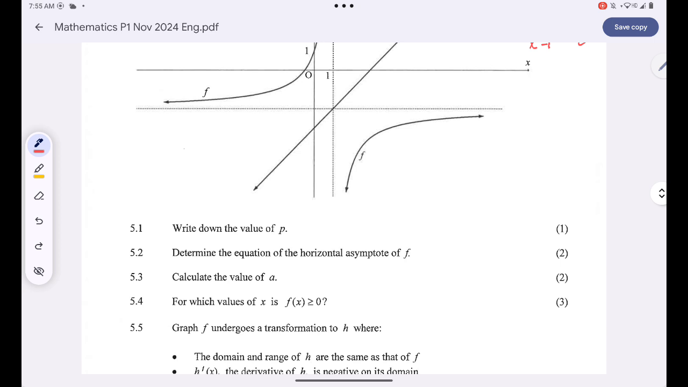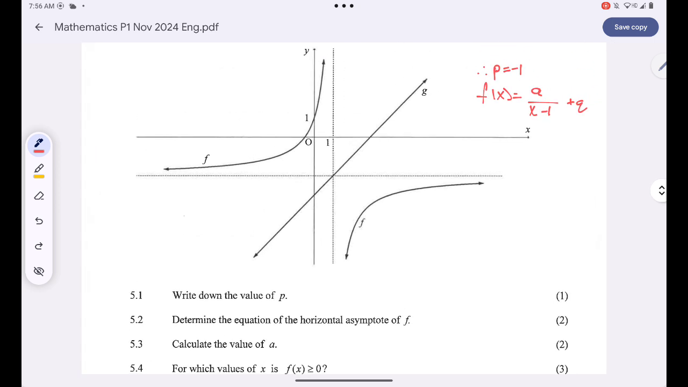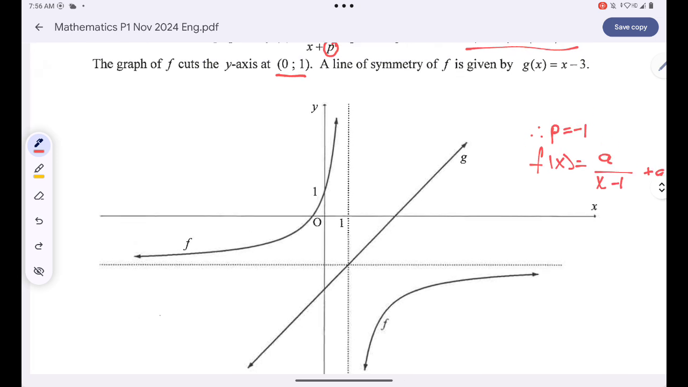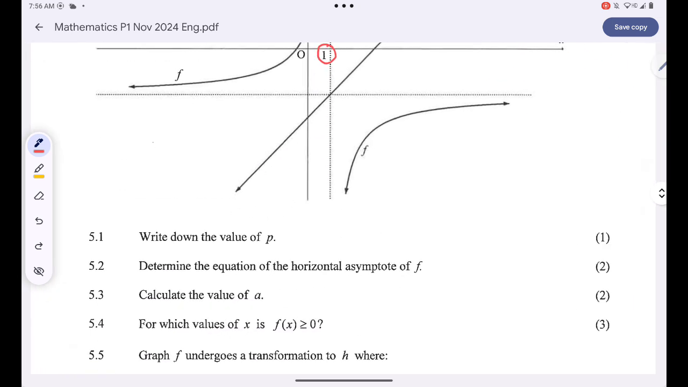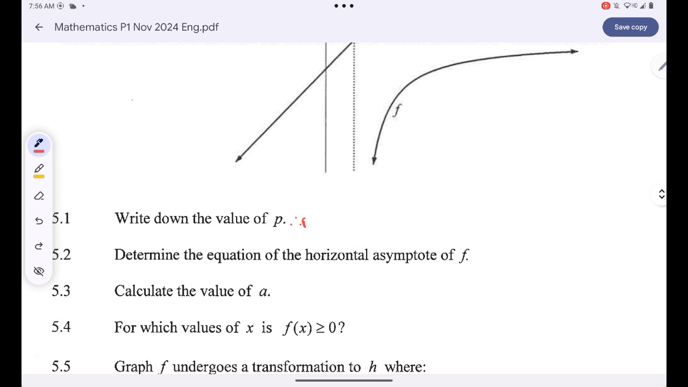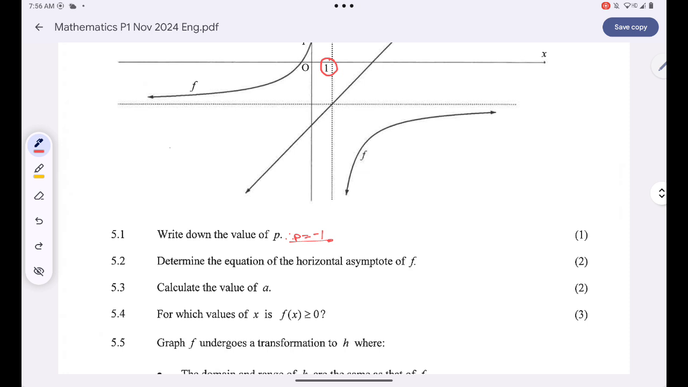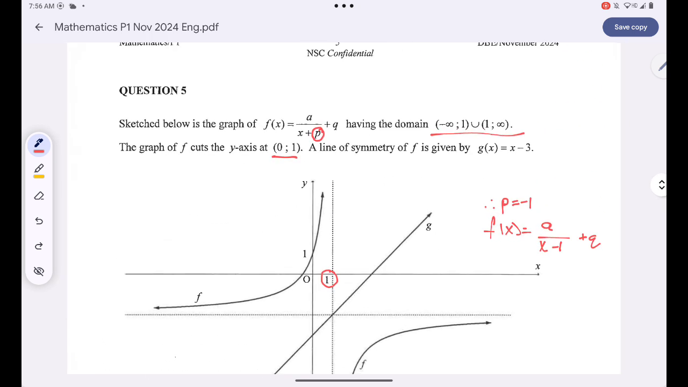Okay, the first thing they want us to do is to write down the value of p. Note that guys, they didn't say calculate, they said write down. That means it's something that you are supposed to see. Are you together? Since our vertical asymptote is x equals positive 1, therefore p is equal to negative 1.